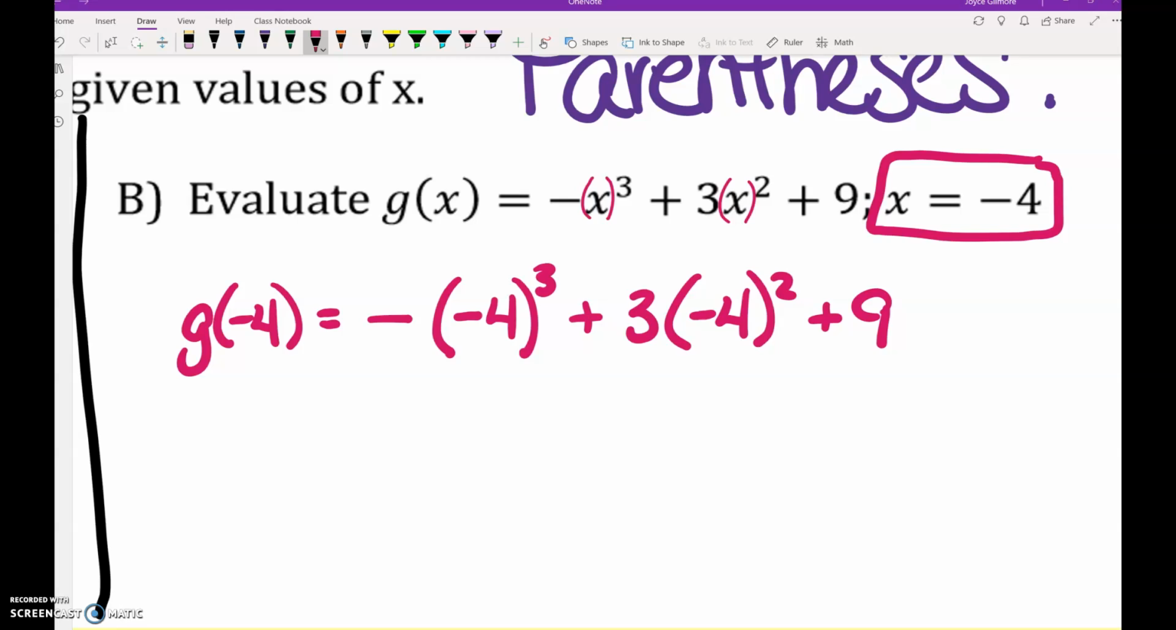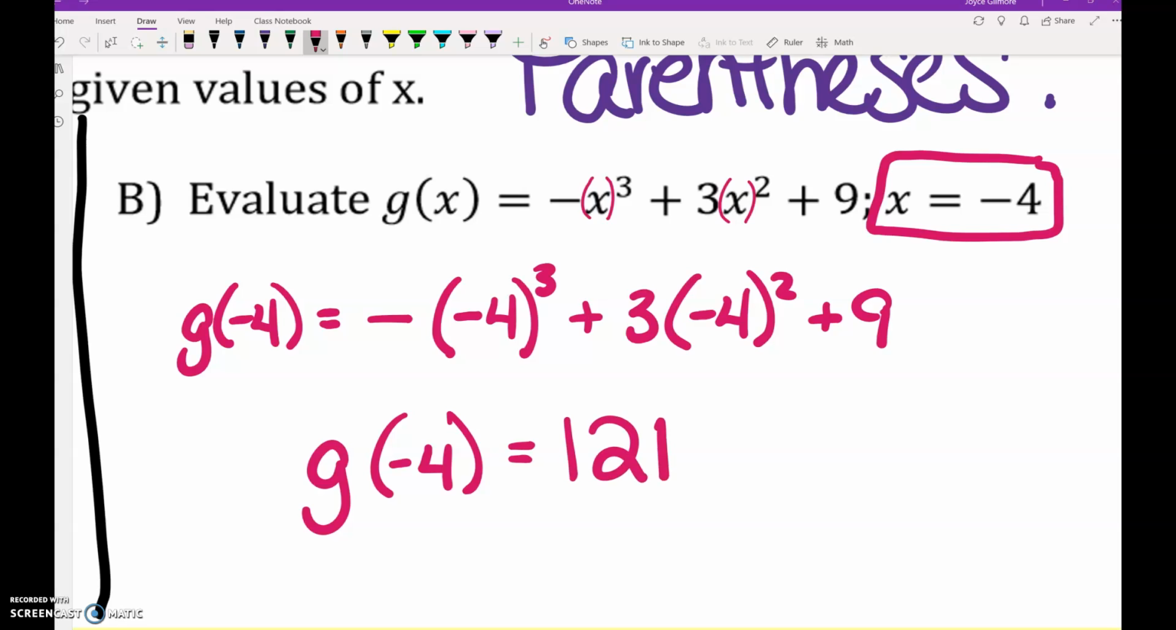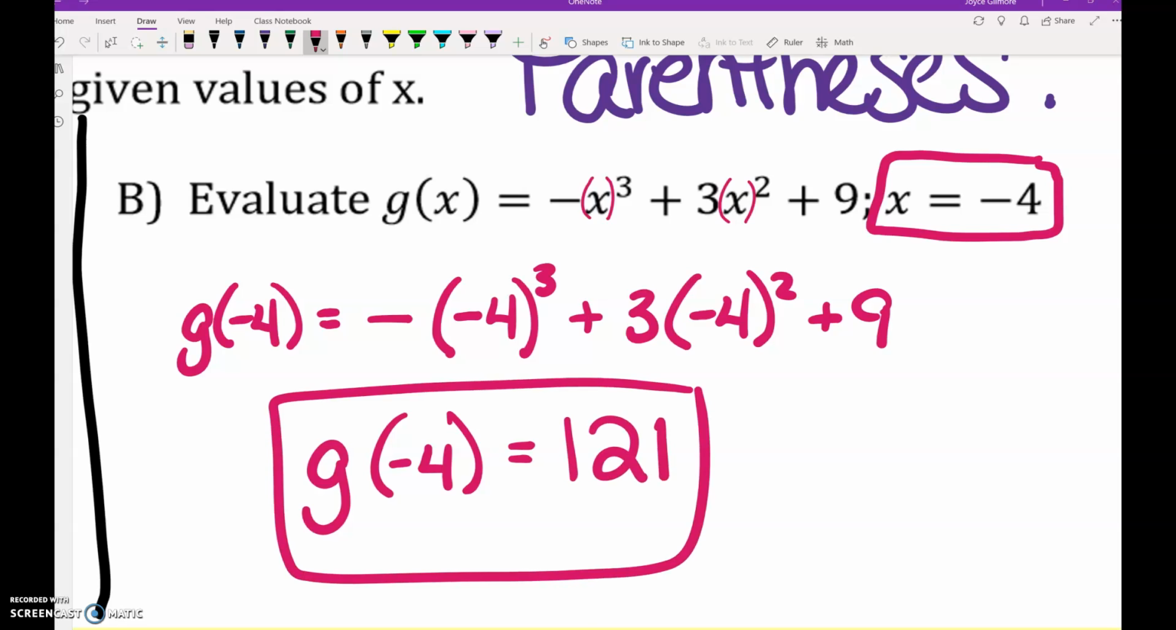Now, theoretically, you could use order of operations and do this piece by piece in your head and get your answer, but the number of opportunities that you have to make a mistake are high. So if you use the parentheses and plug it into your calculator, you should be good to go. If you get 121, you did that correctly.